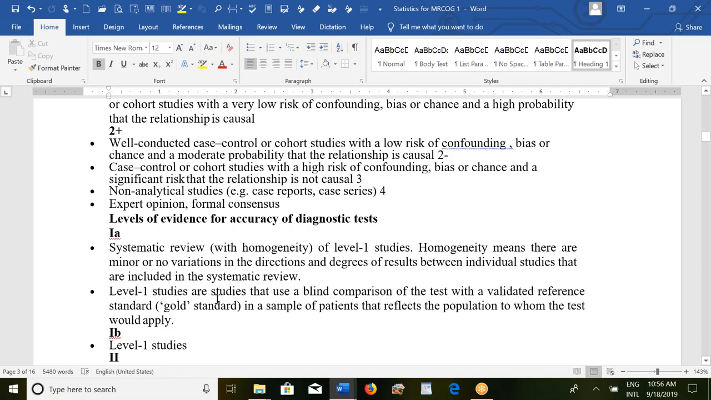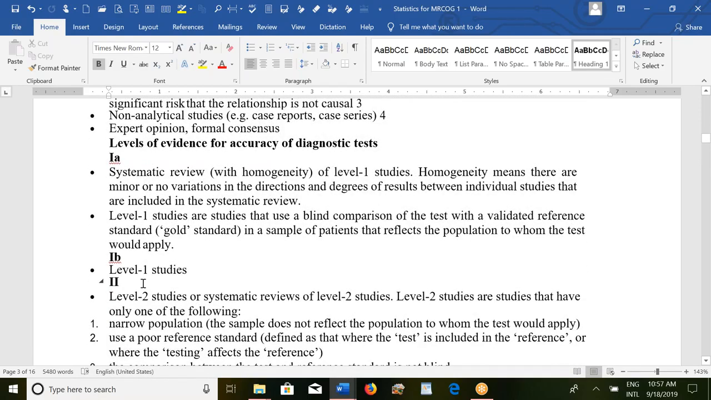Level 1 studies are the studies that use a blind comparison of a test with a validated reference standard, which is called a gold standard, in a sample of the patients that reflects the population to whom the test would apply. Then what is 1B? It means level 1 studies. 2 means level 2 studies or systematic reviews of level 2 studies.